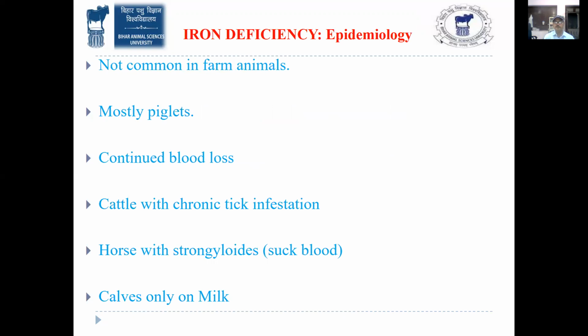It is not common in farm animals; mostly piglets are susceptible. If there is continued blood loss, then subclinical anemia with iron deficiency may occur. Cattle with chronic tick infestations develop non-regenerative anemia with subnormal serum iron. Horses with strongyloid infections suffer from subnormal hemoglobin level due to sucking of blood. Calves reared only on milk have iron deficiency, but when they start eating roughage, the iron level is rectified.